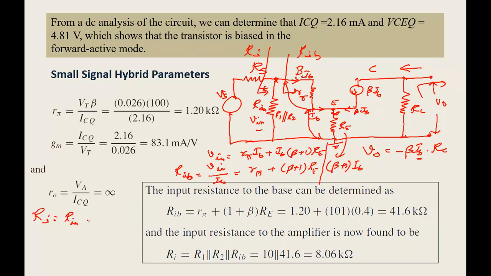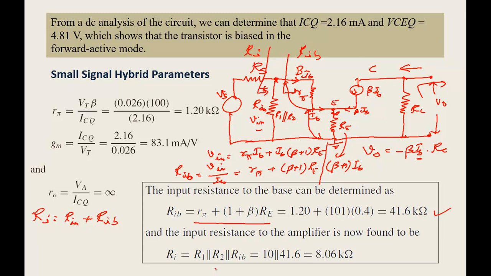R in plus RIB is your Ri resistance. So you can find out the value here. RIB is this much because we know that it is R pi plus 1 plus beta Re, so that is your input resistance. And the overall input resistance is nothing but Ri, which is nothing but R1 parallel R2 plus RIB.